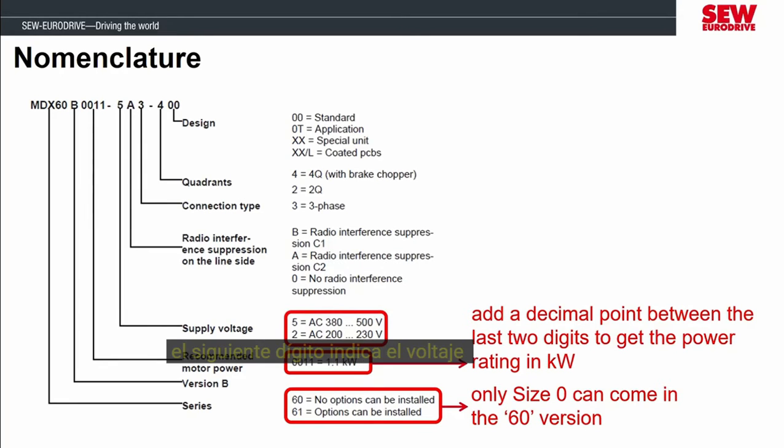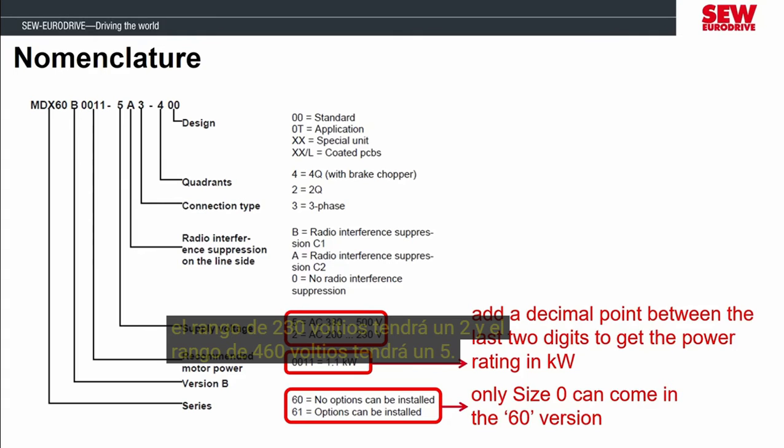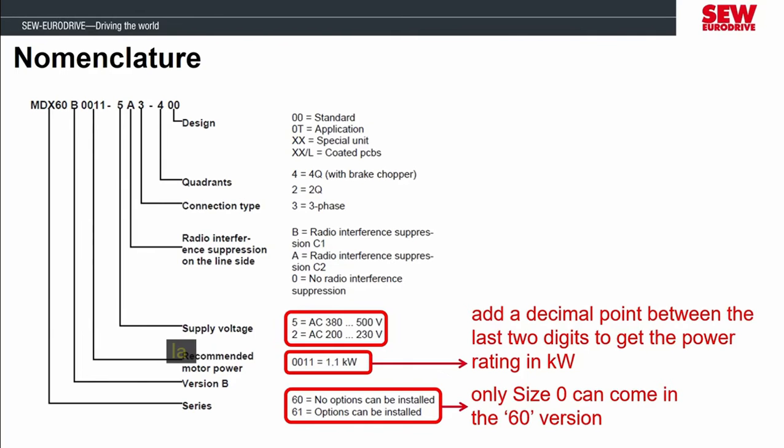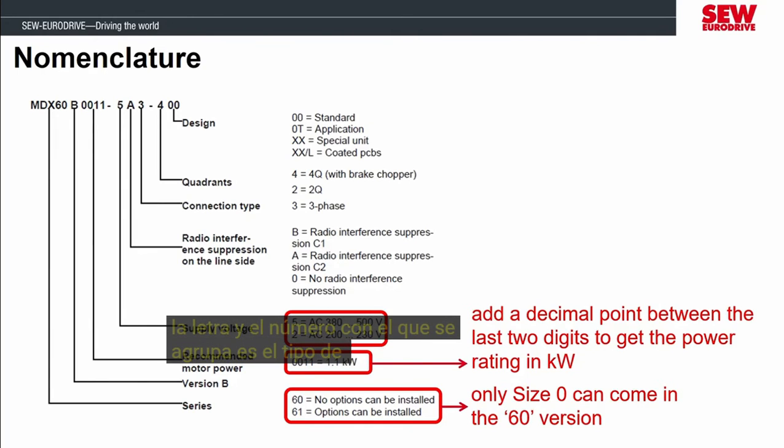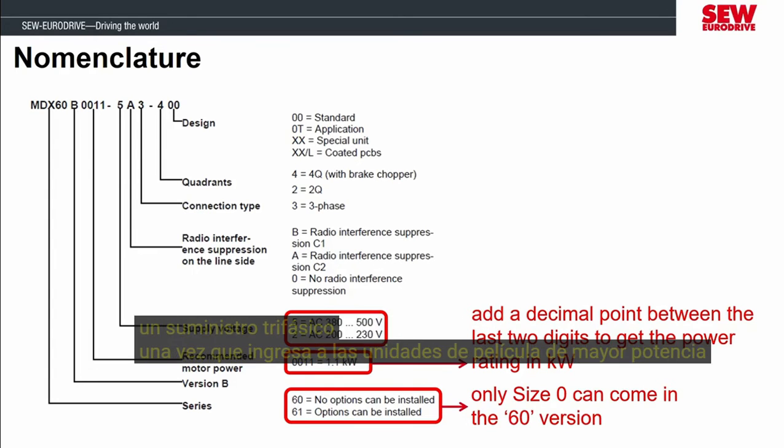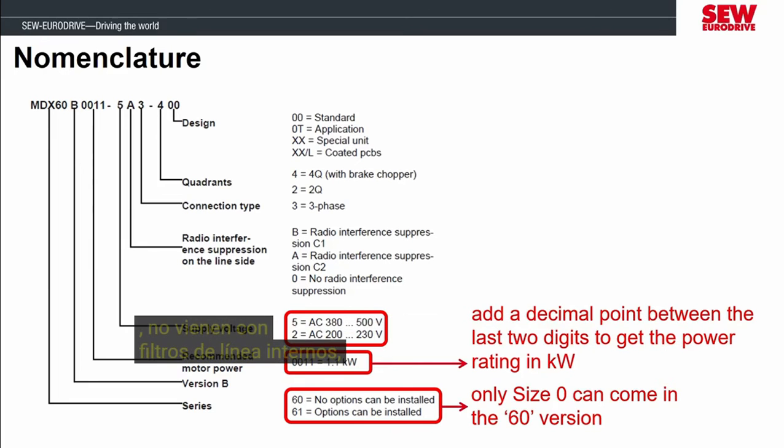The next digit indicates the rated input voltage. The 230 volt range will have a 2, and the 460 volt range will have a 5. The letter and number that it's grouped with is what type of line filter it has, and the last number indicates that it's a 3-phase supply. Once you get into the larger power MOVIDRIVEs, they don't come with internal line filters, so its type code would automatically be 503, for example.